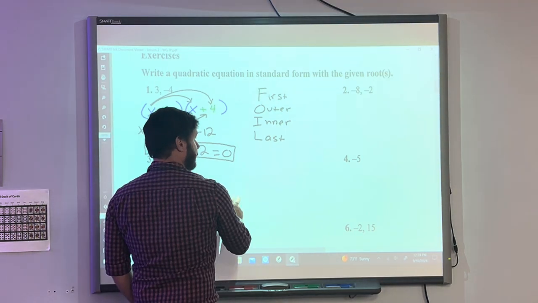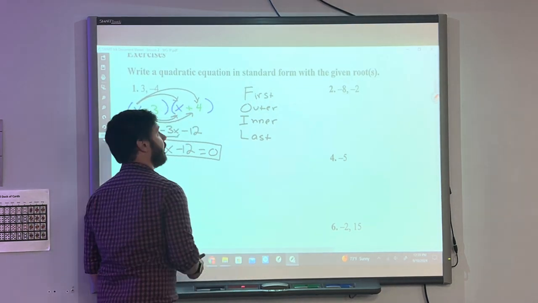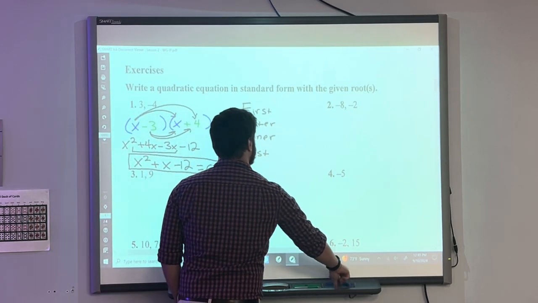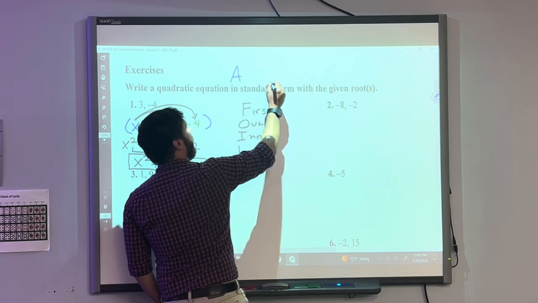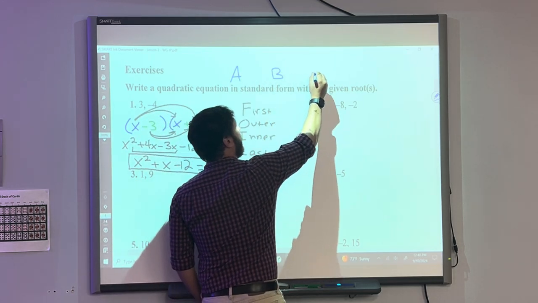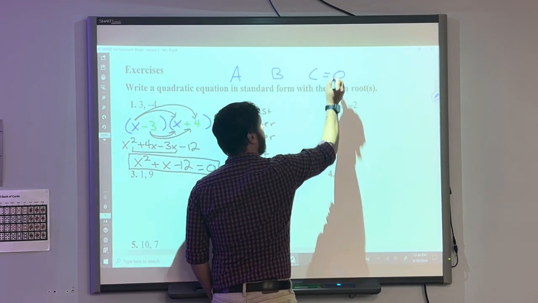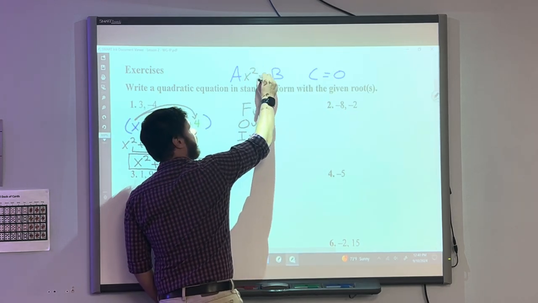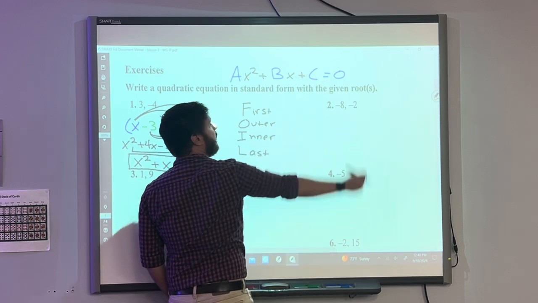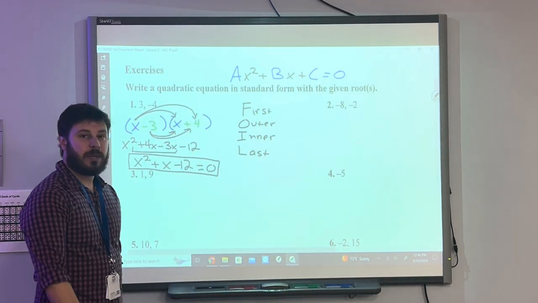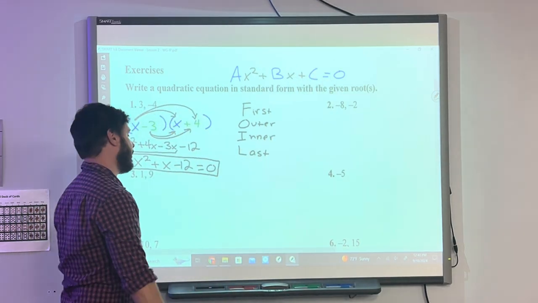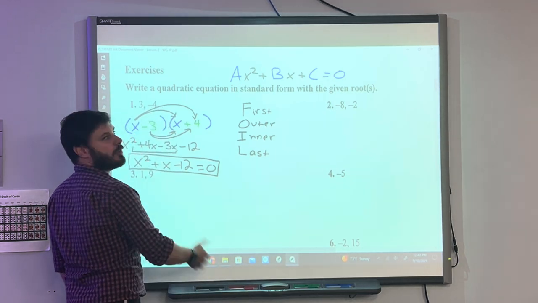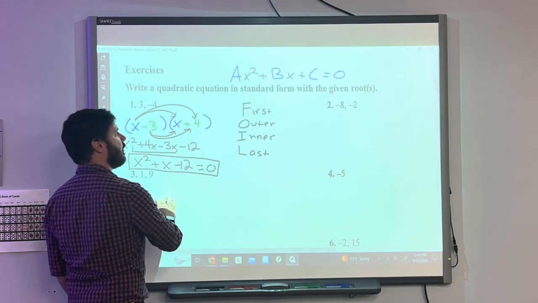Standard form, I'm going to write that over here. I'll just write it there. Standard form looks like this. A, B, C equals 0. Where I have ax squared plus bx plus c equals 0. A, B, and C, those are constants. Those are just the numbers in front. The x squared, the x, and the equals 0, those are just part of it.